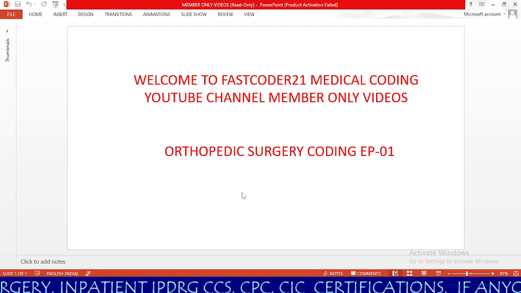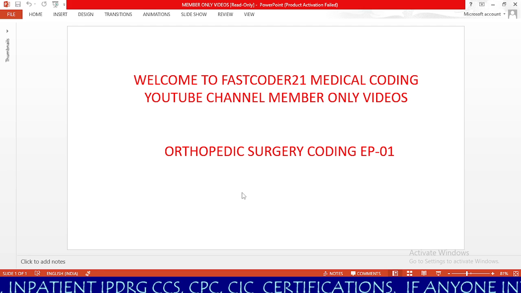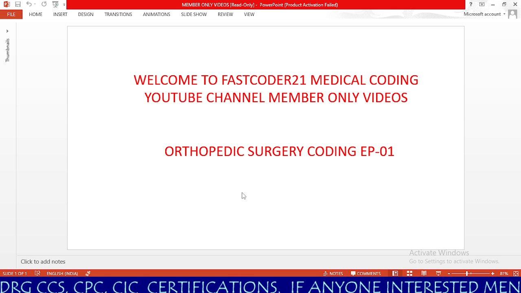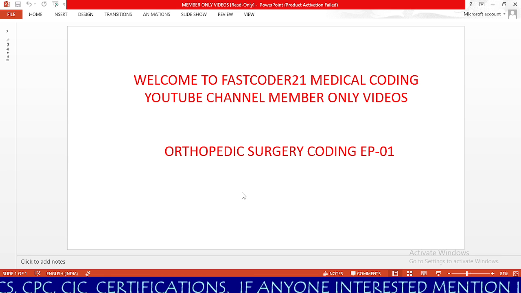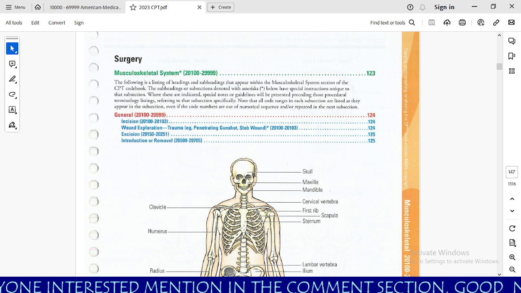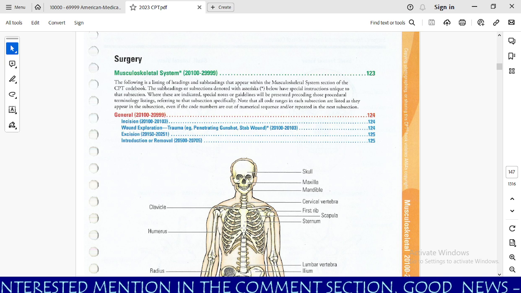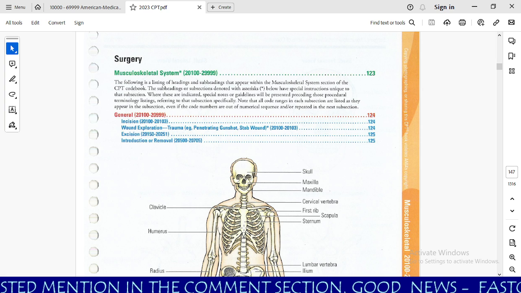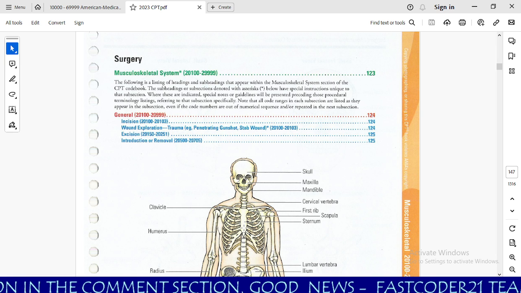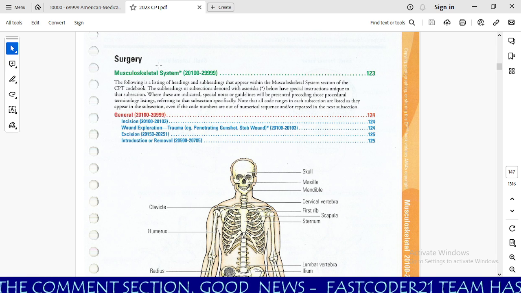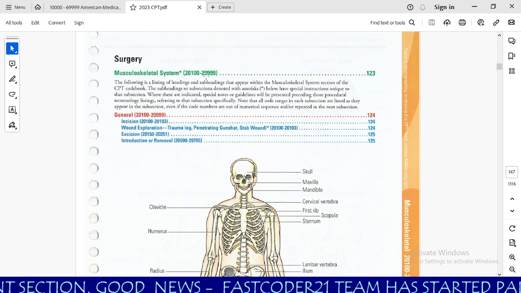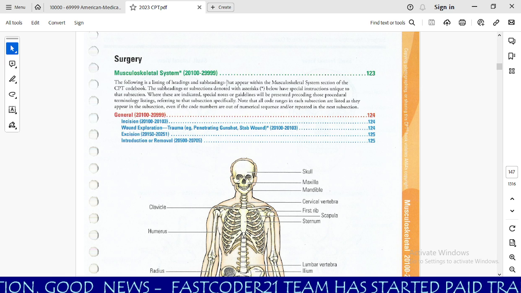So basically we are creating this video for only members, and in this session we are going to learn orthopedic surgery coding, episode 1. So here we will follow our CPT coding book, and also we will use Codify in order to understand very easily. As all of us know, the musculoskeletal system starts with 20100 to 29999.